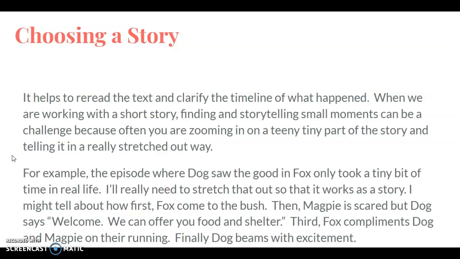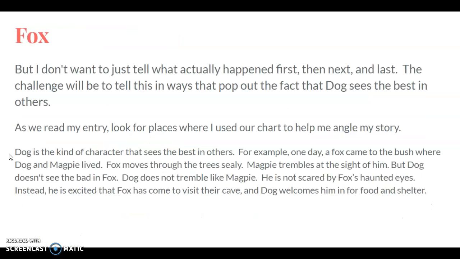I might tell about how first Fox came to the bush. Then Magpie is scared, but Dog says, "Welcome, we can offer you food and shelter." Third, Fox compliments Dog and Magpie on their running. Finally, Dog beams with excitement. But I don't want to just tell what actually happened first, then next, and last. The challenge will be to tell this in ways that pop out the fact that Dog sees the best in others. Remember, that's our thesis statement. As we read my entry, look for places where I used our chart to help me angle my story.